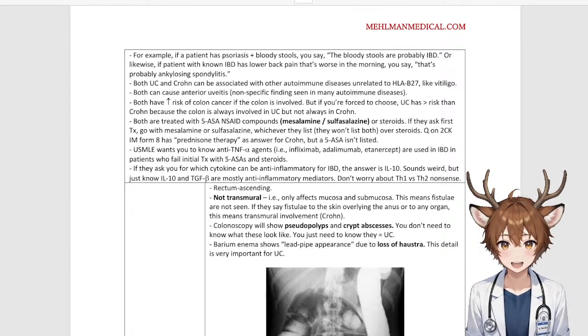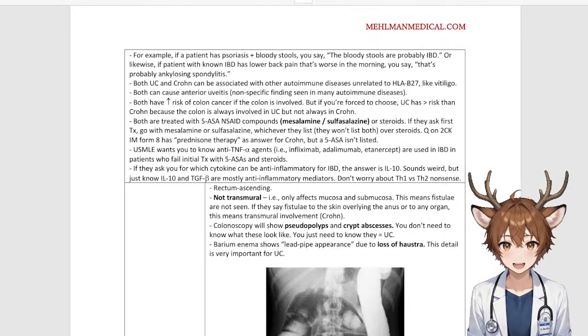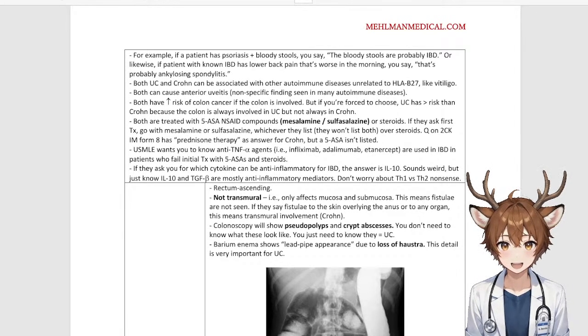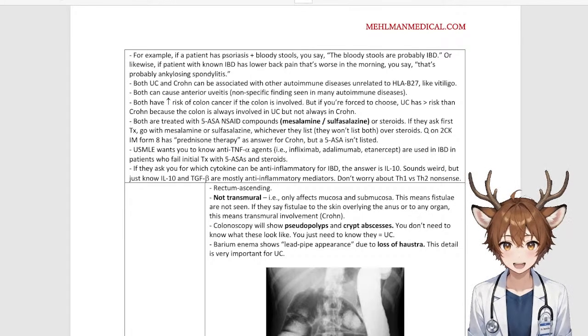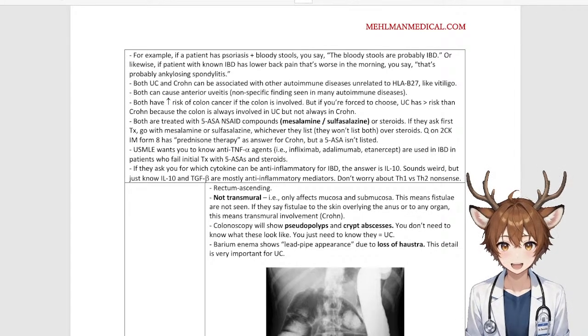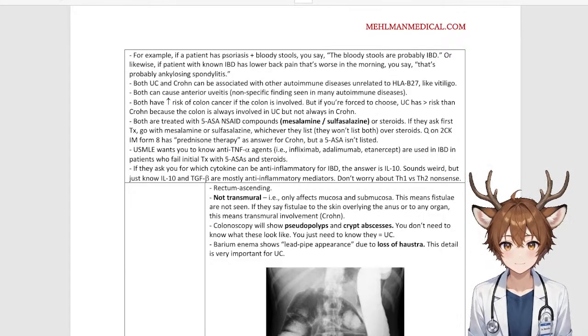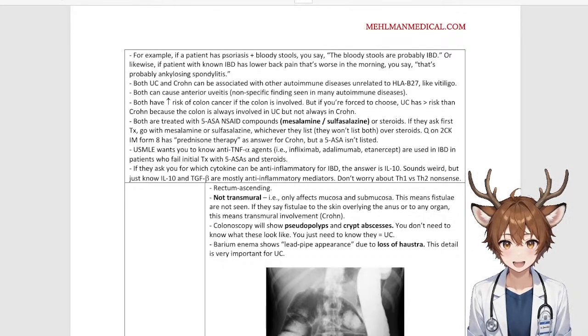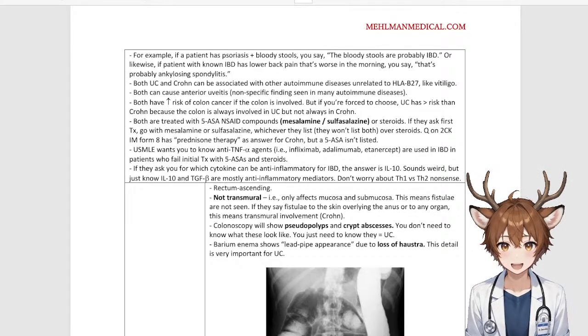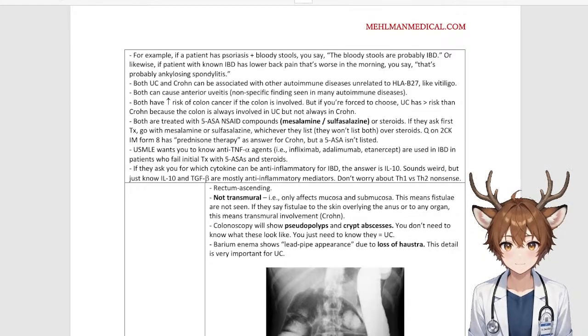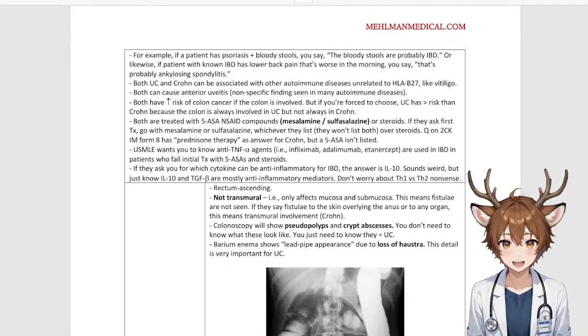Both have an increased risk of colon cancer if the colon is involved, but if you are forced to choose, ulcerative colitis has an increased risk over Crohn's because the colon is always involved in ulcerative colitis, but not always in Crohn's. That's true. Necessarily, UC begins at the rectal area or the sigmoid colon region and goes up through the rest of the colon.